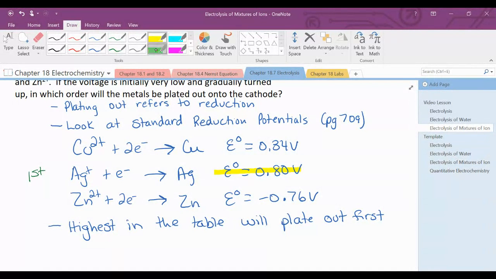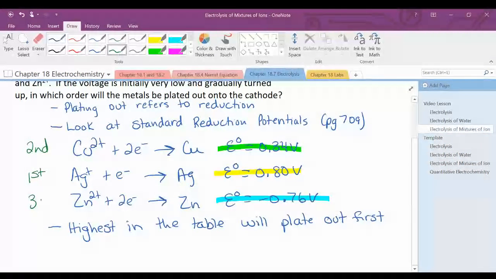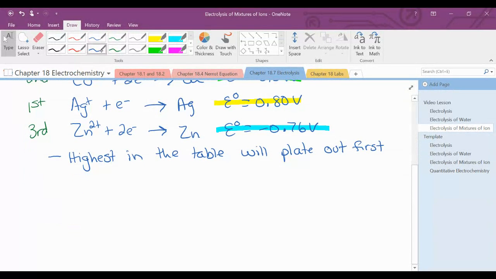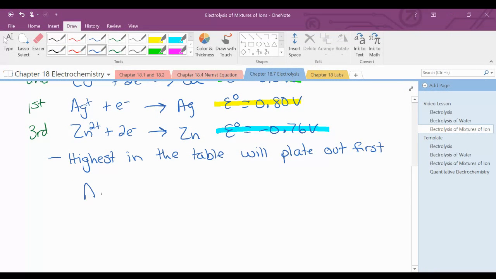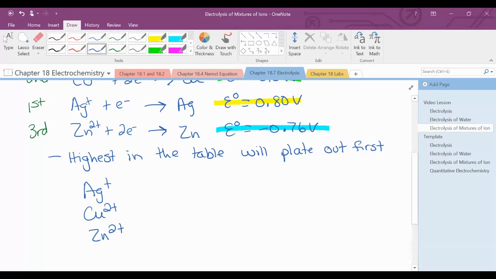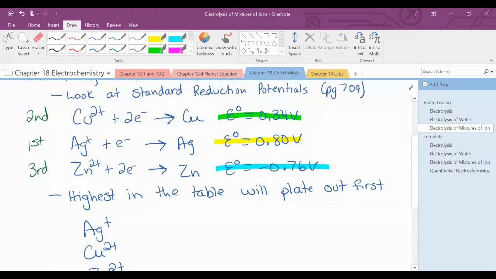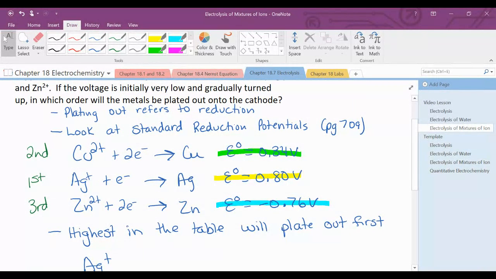And then we would have copper second, because that's the next one. And then zinc has the lowest cell potential, so it would be the third one. So it would go silver, copper, and zinc. And that's how you determine what ions, if you have a mixture, will plate out first onto the cathode.